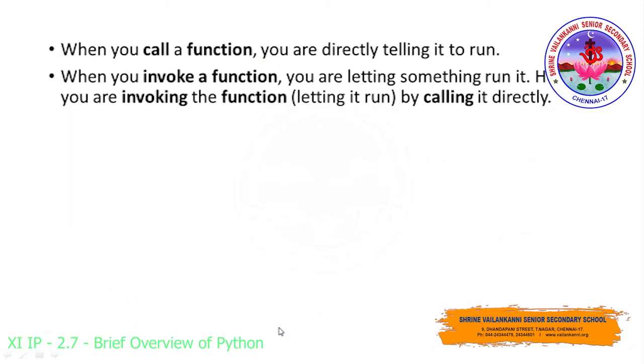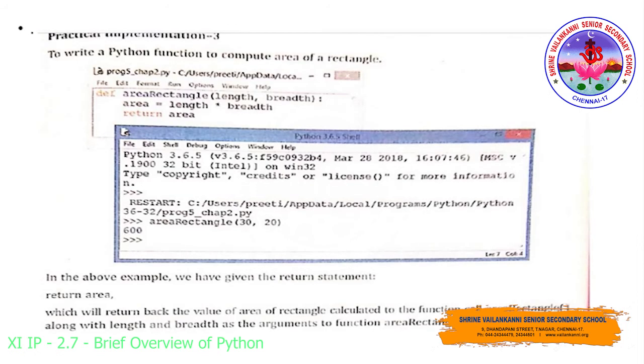So let us see what is the difference between invoking and calling a function. When you call a function, you're directly asking the program to run. You're directly telling the function to run. This one we have done in the interactive mode. But when you invoke a function, what is happening? You are giving permission to run something. Yes. And here, if you're invoking the function, you're calling it directly by using the function name. So that is the difference between calling a function and invoking a function.